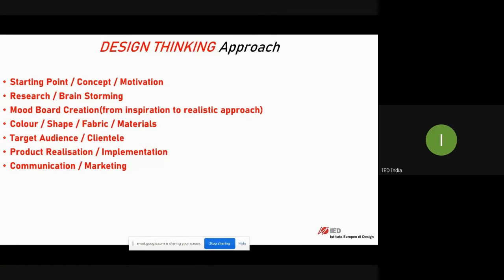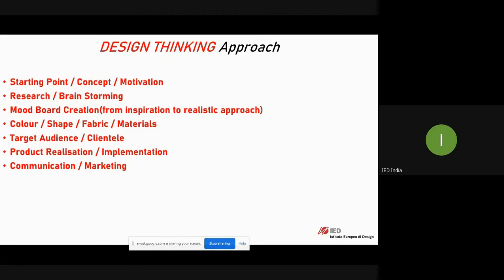Then comes your research work, brainstorming, or finally the third thing is mood board creation. You saw those post-its on the wall. It's from inspiration to the realistic approach. I call it that way because it's what is possible, what is there, and what you can do extra in it. That is, again, I would not call it genuinity in design. I would call it a modification. But if you are taking a design inspiration and you are providing some feasibility to it and coming out with a product, that's what it is.